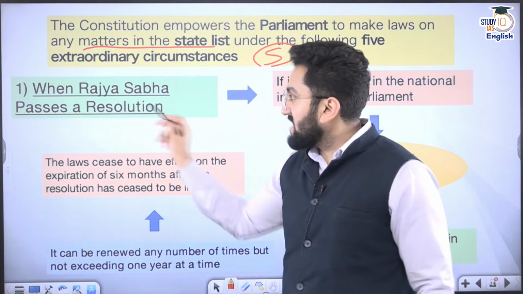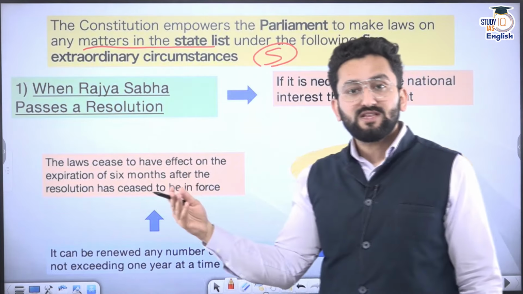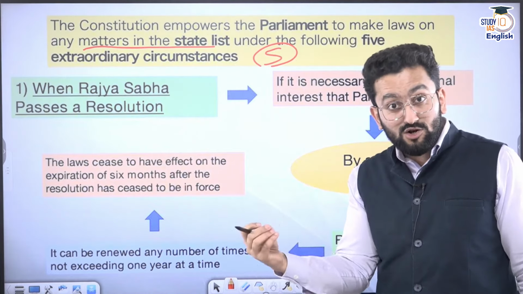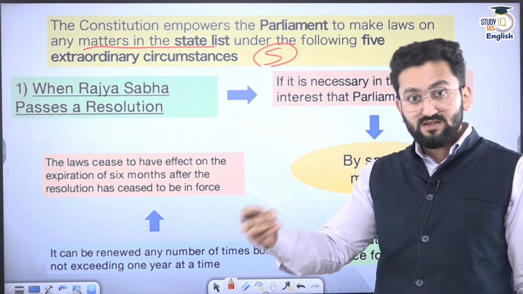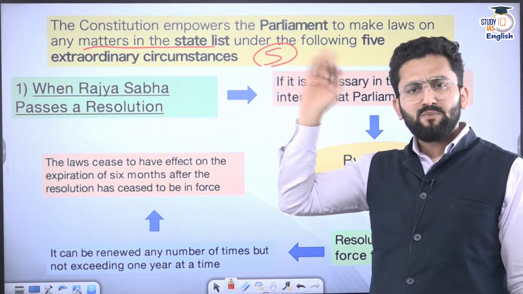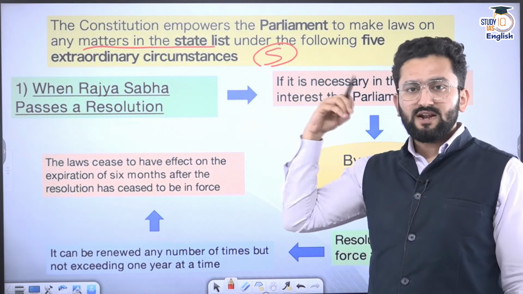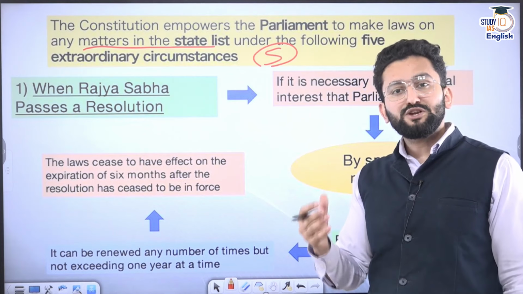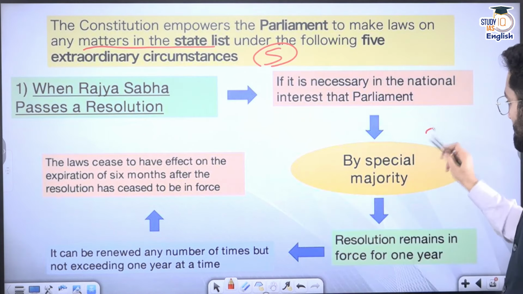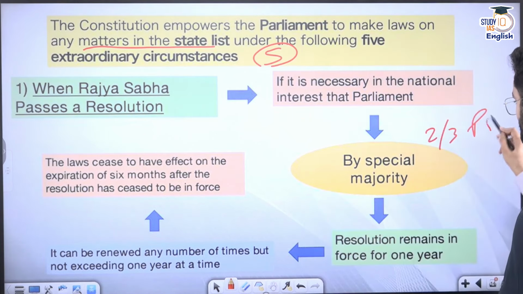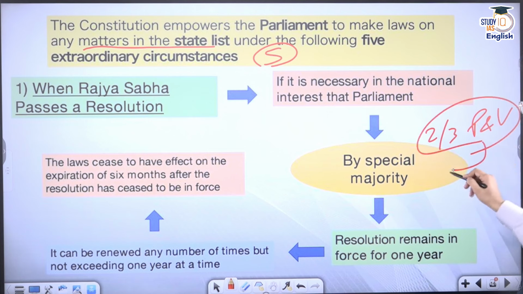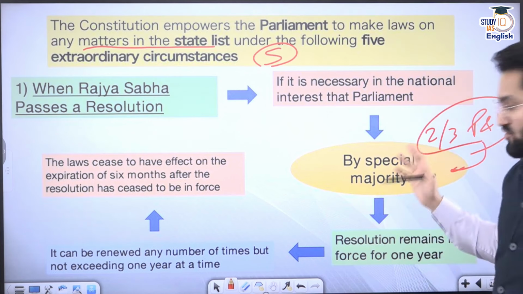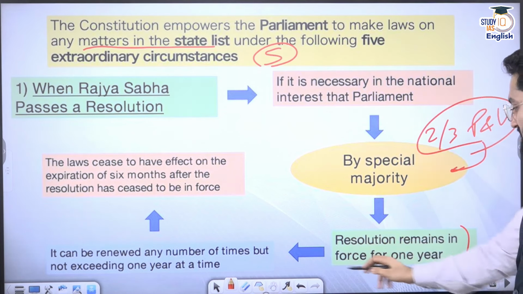Number 1, when Rajya Sabha passes a resolution in this regard, means there's a matter of national importance and this is in the State list, and Rajya Sabha says, I'm representing the State and Parliament, and that is why we are conducting a resolution and we are passing this by special majority. Special majority means 2/3 of present and voting in this case. Okay, so then the resolution remains in force for 1 year.